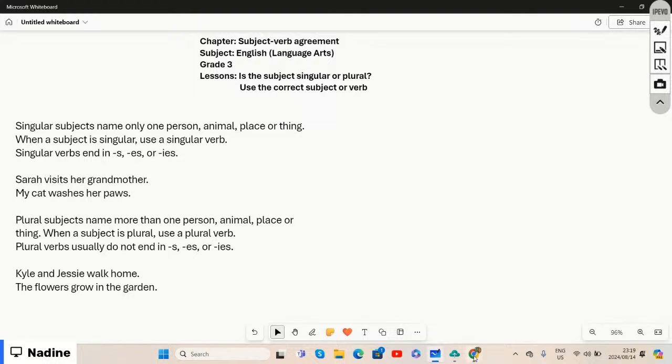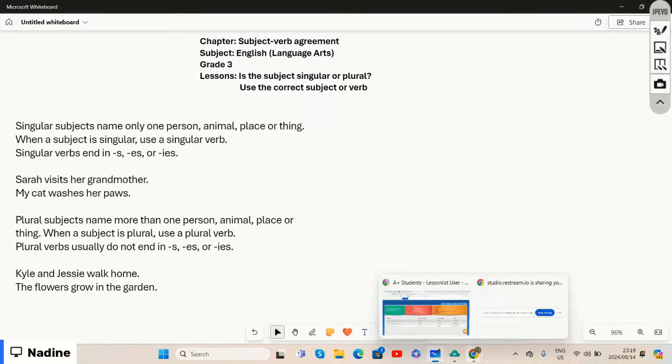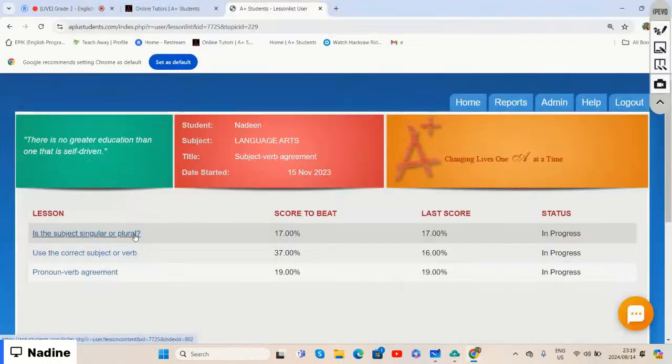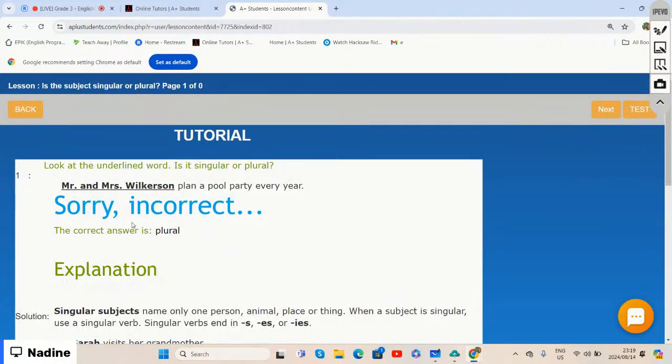All right. So now we're going to aplusstudents.ca, where we are going to look at more examples of singular subjects as well as plural subjects. And we're going to say whether a subject is singular or plural, if it refers to one person or more than one person. So let's go to aplusstudents.ca and go to the first lesson, which is: is a subject singular or plural?